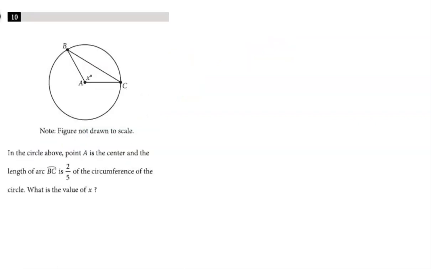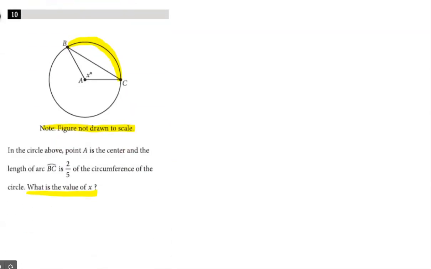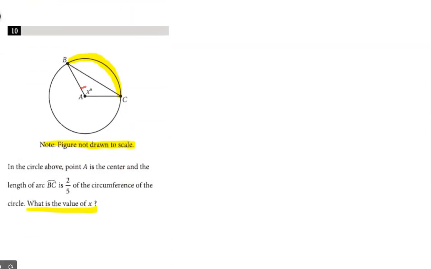Number 10, again, says figure not drawn to scale, so be careful. In the circle above, A is the center. The length of arc BC, so from B to C, is 2/5 of the circumference. So that's our first clue. 2/5 of the circumference. And it says, what is the value of x? So our ultimate goal is to figure out how many degrees that is right there.